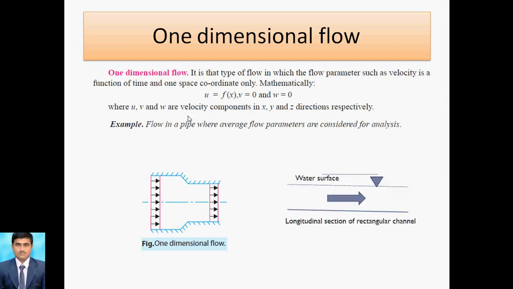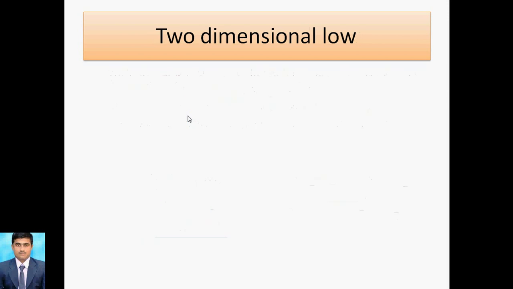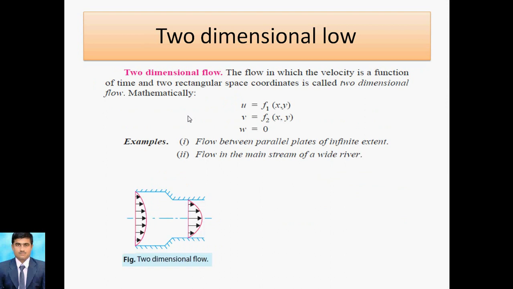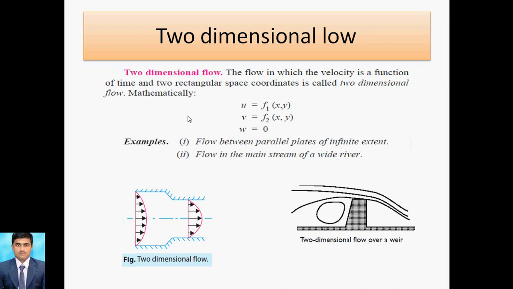So this is a longitudinal section for a rectangular channel. Next, that is two-dimensional flow. In that case, the function is in two dimensions. Here, two rectangular spaces, considering x, y coordinates. So there is a two-dimensional form. That is flow between parallel plates, or you can say a wide stream or river. So that is two-dimensional flow.